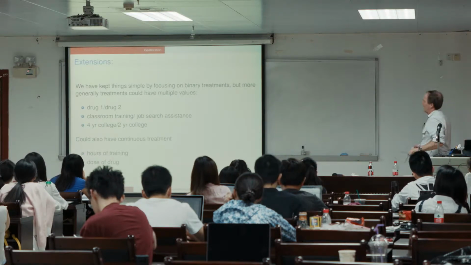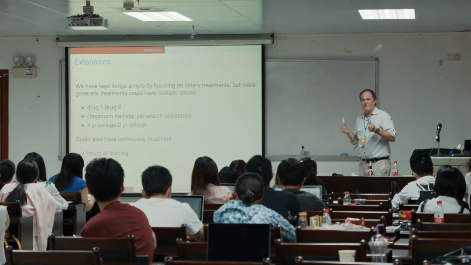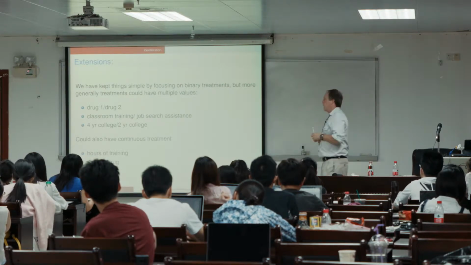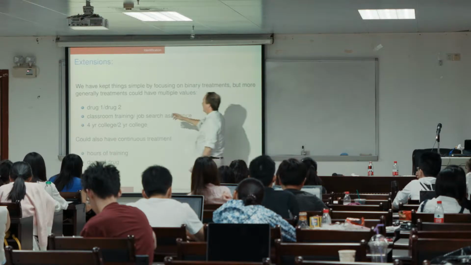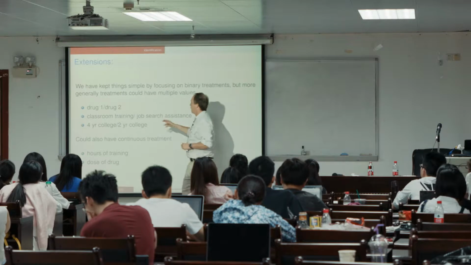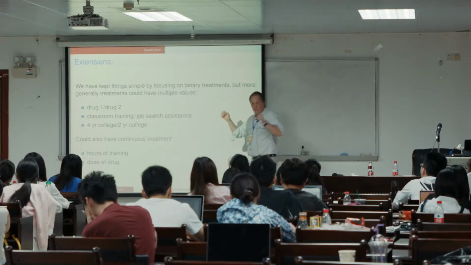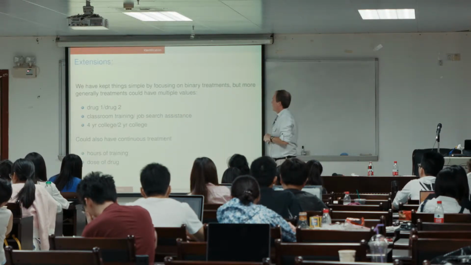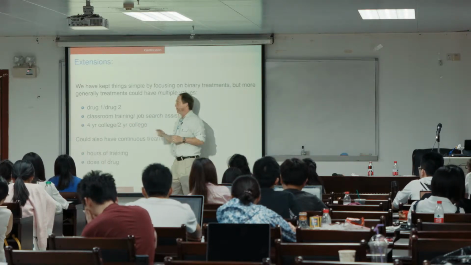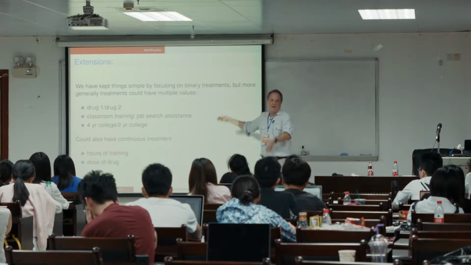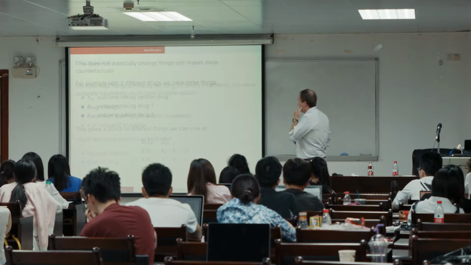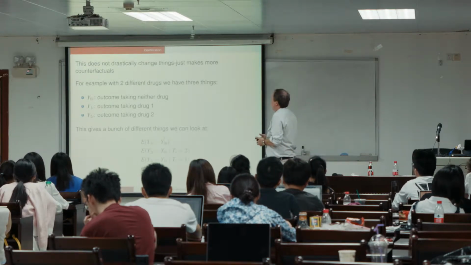I focused on binary treatments, but it's trivial to extend it. Everything I'm going to say is going to focus on binary treatments, but there's no reason why you can't have 3 drugs. Job training could be classroom training and job search assistance, which is typically what it looks like when we do job training. Rather than just college, I could distinguish between 4-year colleges and 2-year colleges. I can have continuous trainings. I can get doses of treatments, and it's not going to make any real difference to anything that I do.